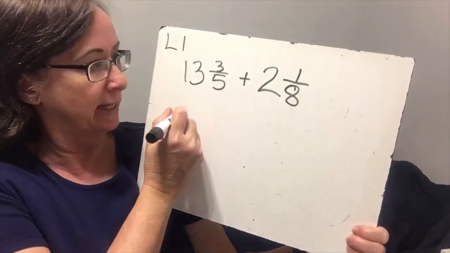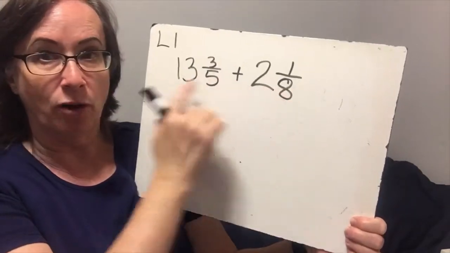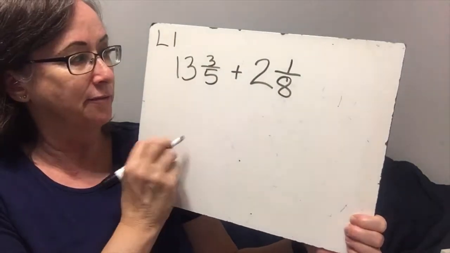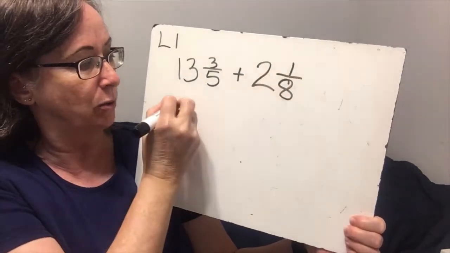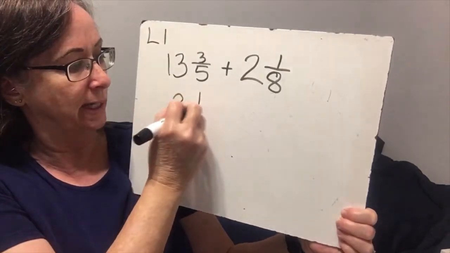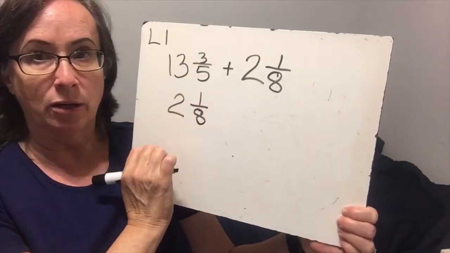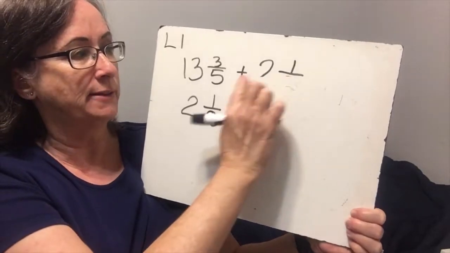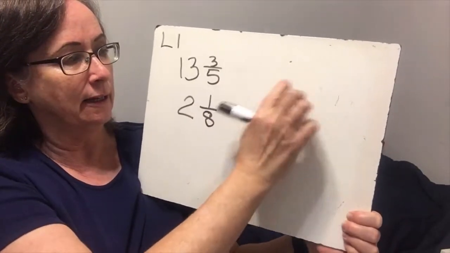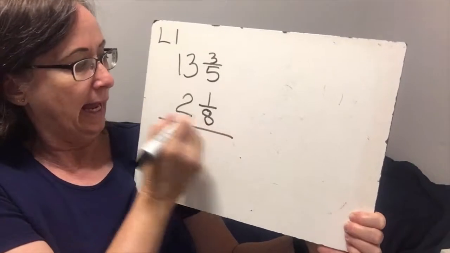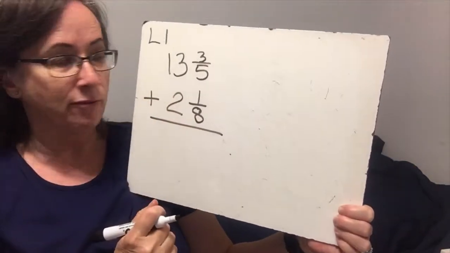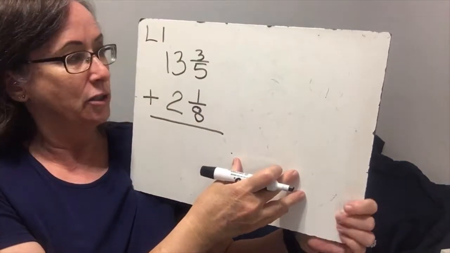So let's go ahead and change this. Instead of a horizontal configuration, let's go ahead and take the 2 and the 1/8 and put it down here below the 13 and 3/5, and we're going to add vertically. And now, because we're going to add vertically, we've got room over here to do some work.